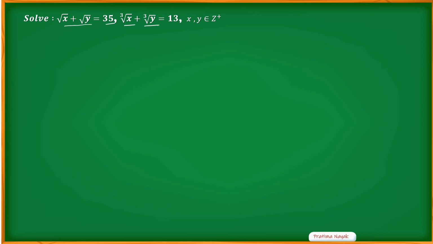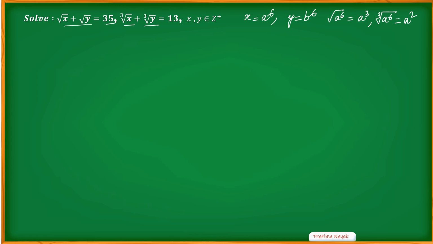So I have to think of some variable so that its square root is possible and its cube root is also possible. So I am taking x as a raised to the power 6, since the LCM of 2 and 3 is 6. I am making the power 6. Similarly, y as b to the power 6, so that the square root is also possible and the cube root is also possible. That's why.